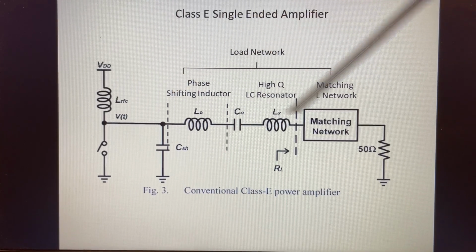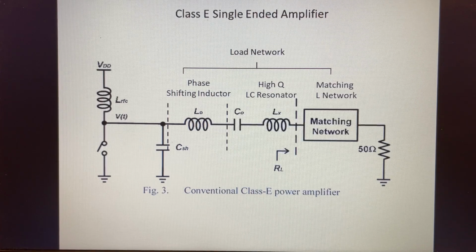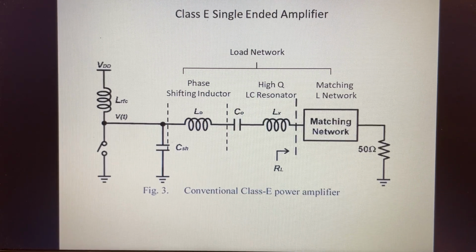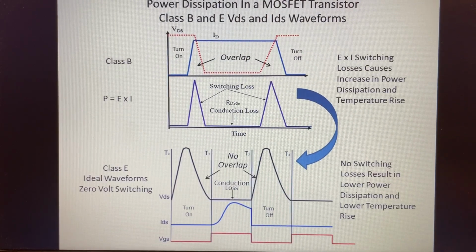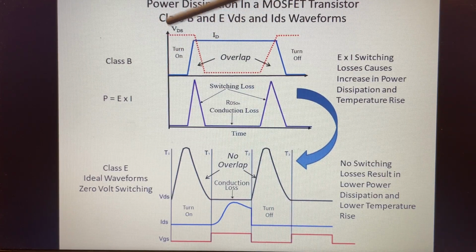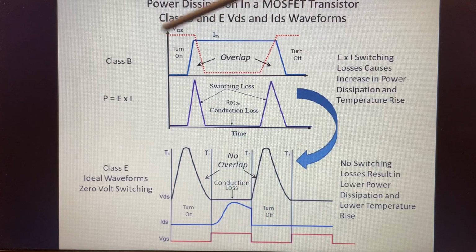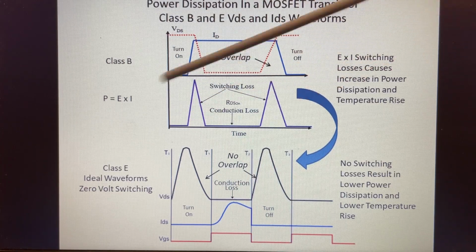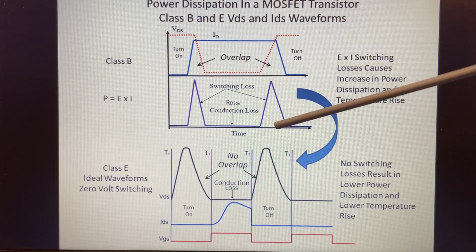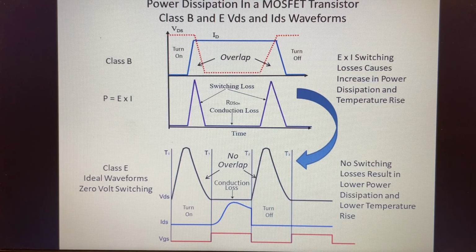All of these components together are typically referred to as a load network. So you'll hear me refer to the circuitry as a load network as we move forward in the presentation. Remember, with the Class B amplifier, we had a lot of overlap as the transistor turned on and turned off between the voltage and the current. And anywhere that these overlap, we have switching losses. And the switching losses basically translate to power dissipation, wasted power, and temperature rise.